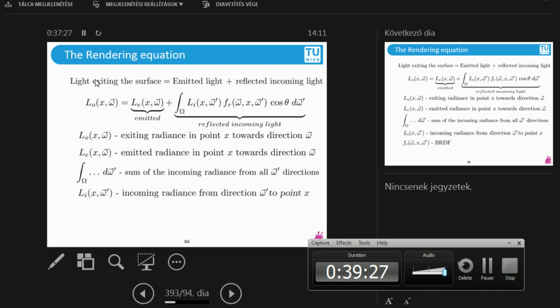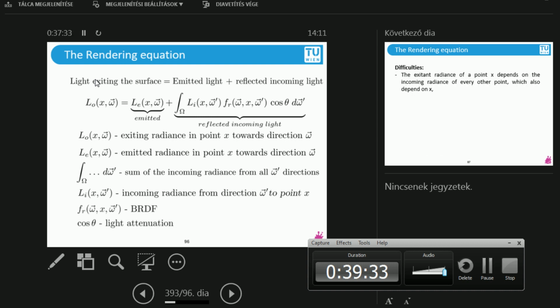This is multiplied by the incoming radiance. There's the BRDF and light attenuation. That's it. This is still a bit difficult. This is still a bit elusive.